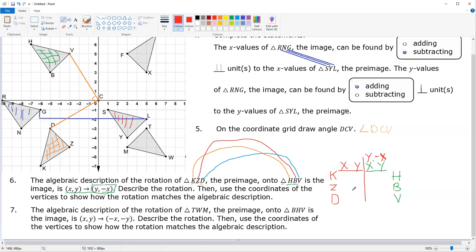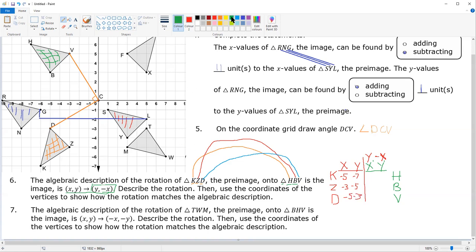Okay, so let's pull off my K. My K is X is -5. And my Z, or my Y, is -7. My Z is -3 and -5. And my D value is -5 and -3. So those are my points.